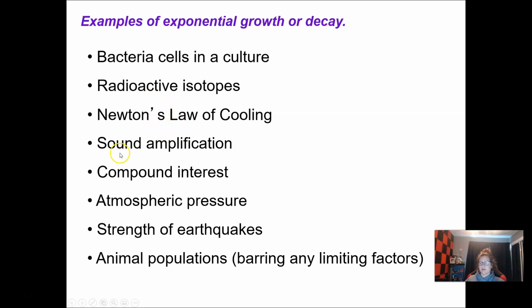Okay, so some examples of exponential growth and decay: bacteria, cells in a culture, radioactive isotopes, the law of cooling, sound amplification, compound interest, atmospheric pressure, strength of earthquakes, and animal populations. But that would have to be barring any limiting factors, meaning like if there was a predator or the weather or whatever. So if animals were able to populate with no limit, they would have exponential growth.